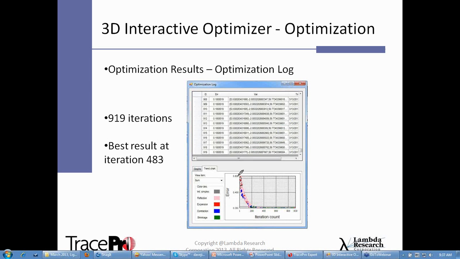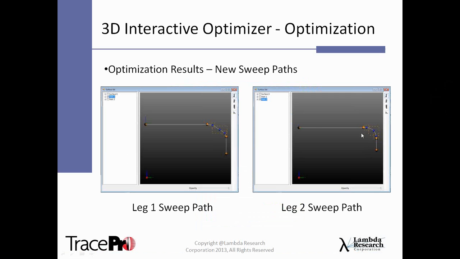And here's our error function. So the smaller this gets, the closer we are to our target. And we see here, really after about 250 or so iterations, it was just trying to improve the solution around what was probably pretty close to the final answer. And here's our sweep paths after optimization. Leg 1, it's still somewhat straight, but it does have some radii added here for the 2 control points. And the second one is more semicircular, much different than what it looked like before.